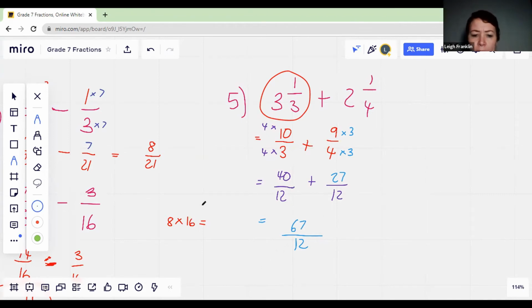I don't know in primary school if they allow you to leave it like this, but they do at high school. You are allowed to leave it as an improper fraction provided there's no common factors left. Okay, how does that feel?